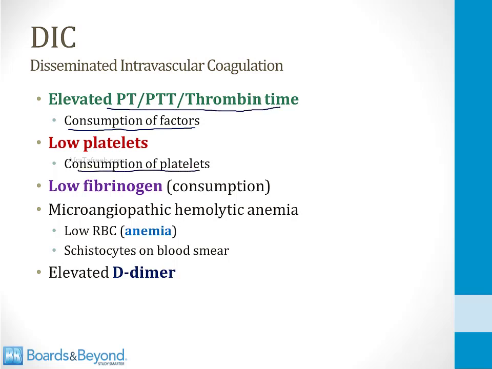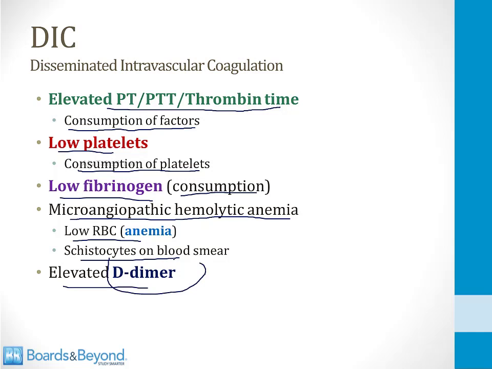There's consumption of platelets in the thrombi, so the platelet level will be low. If you measure a fibrinogen level, it will also be low from consumption. There's evidence of microangiopathic hemolytic anemia, so the red blood cell count will be low. There will also be an increased LDH and low haptoglobin levels. There will also be schistocytes seen on blood smears. And then finally, if you measure the D-dimer level, that will also be elevated because there are diffuse thrombi which are being broken down and forming D-dimers.